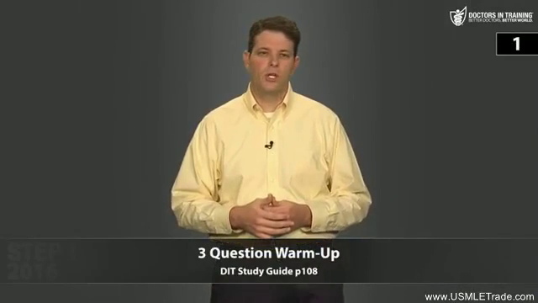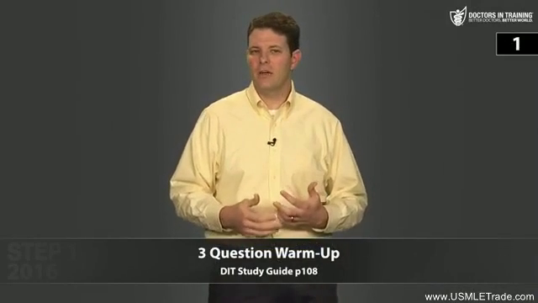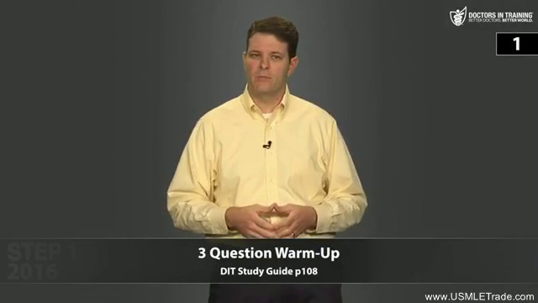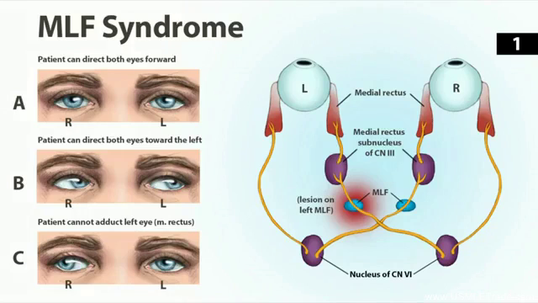Let's go over the 3-question warm-up for Pharm Basics 3. First question, a patient cannot adduct her left eye on lateral gaze, but convergence is normal. So what structure is damaged? Well, this is describing internuclear ophthalmoplegia, so this would be the medial longitudinal fasciculus that's damaged. Specifically, it's the left MLF in this case.